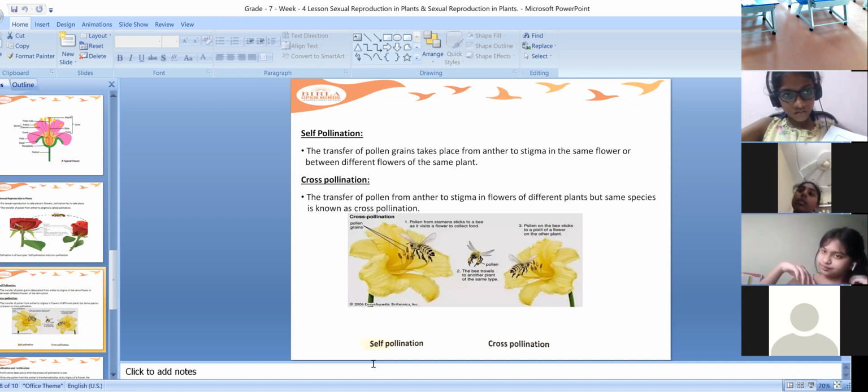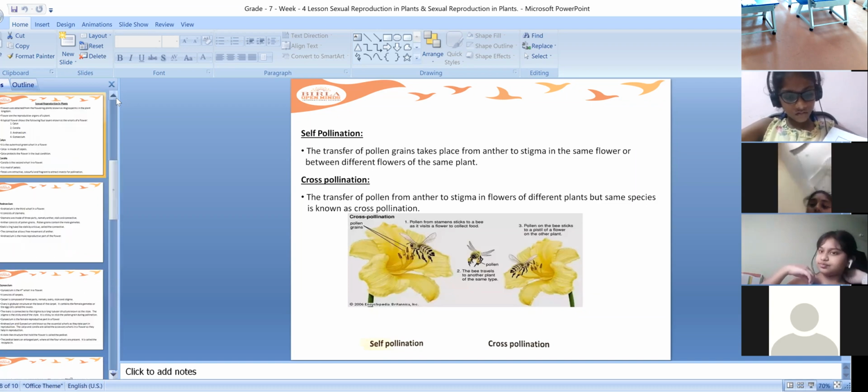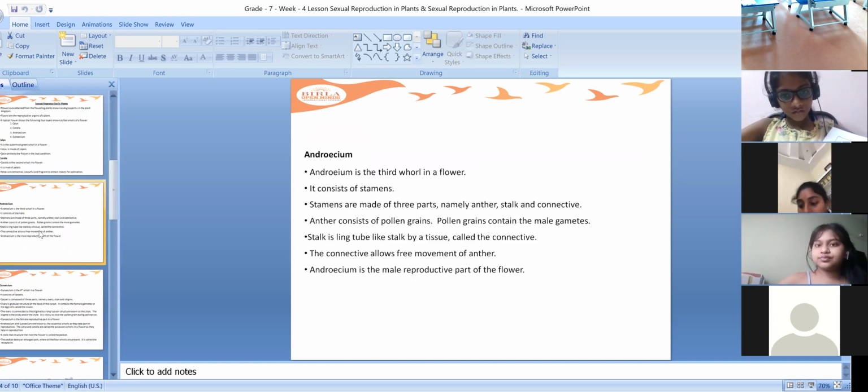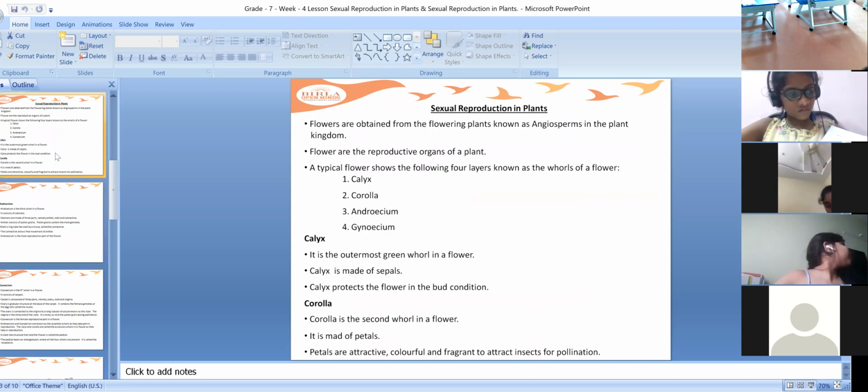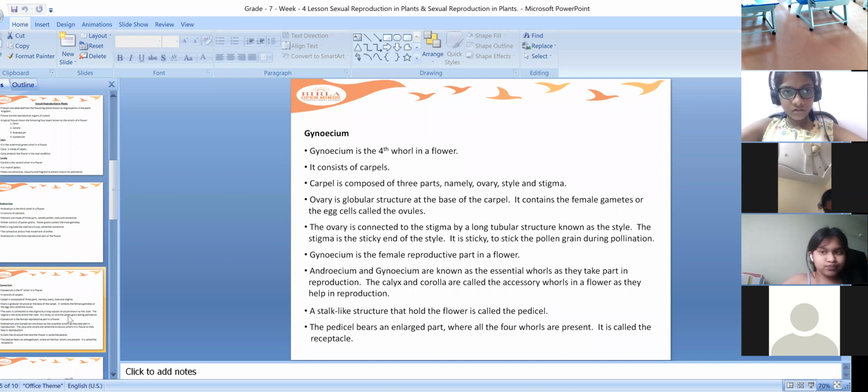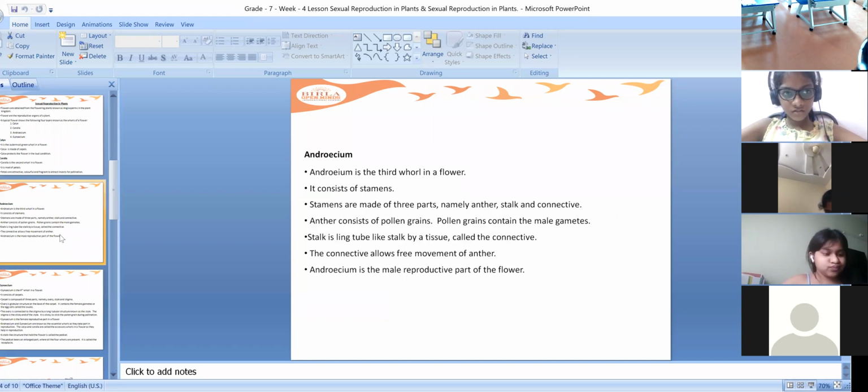So here there is a difference between the sexual reproduction. We'll see in detail about that. We'll see the different parts. We have seen calyx, corolla, and now we'll see androecium and gynoecium. These are the parts of a flower. Androecium first, we'll see androecium.